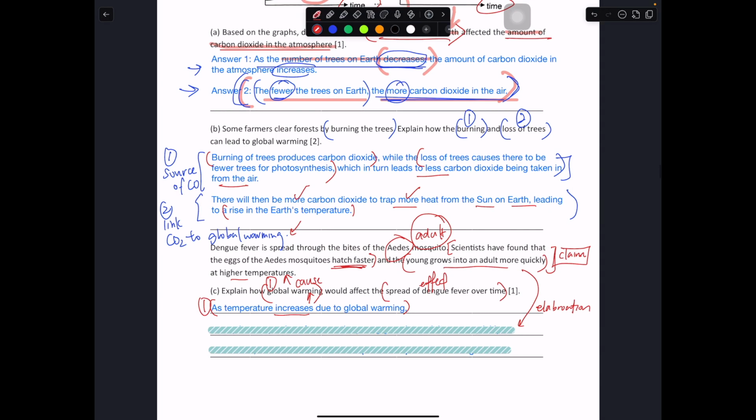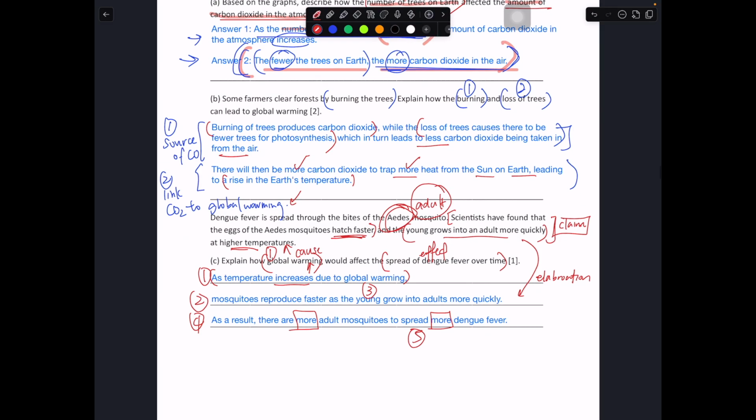Okay, so this is the second part. Mosquitoes reproduce faster because their young grow into adults more quickly. So this is the claim that I borrowed from the scientists. Because the scientists say at higher temperature, mosquitoes will hatch faster, they grow into adults more quickly, right? So I borrow their claim, then I try to link it to the spread of dengue fever. As a result, what happened? More adult mosquitoes spread more dengue. So this is number 4. Okay, number 5 is over here. So these are ways that you can use to actually link the ideas together.